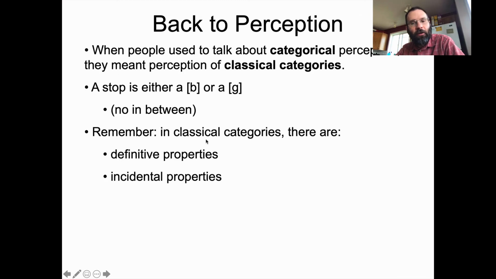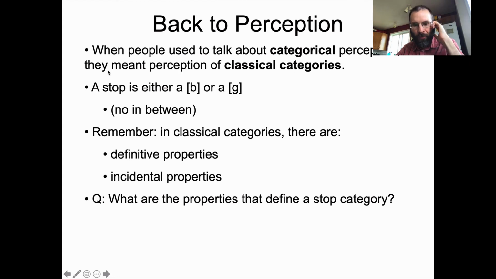So in classical categories, as I mentioned before, there are definitive properties and there are incidental properties. And if this model is supposed to work for natural speech stimuli, then we should be able to figure out at some point what these definitive properties are for these speech categories as opposed to their incidental properties.